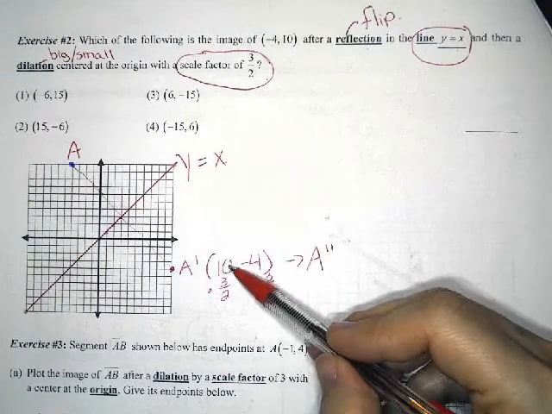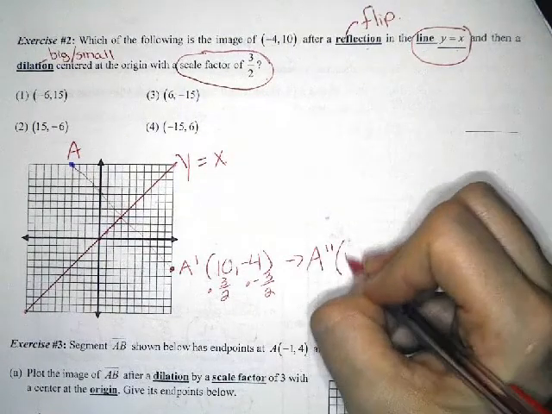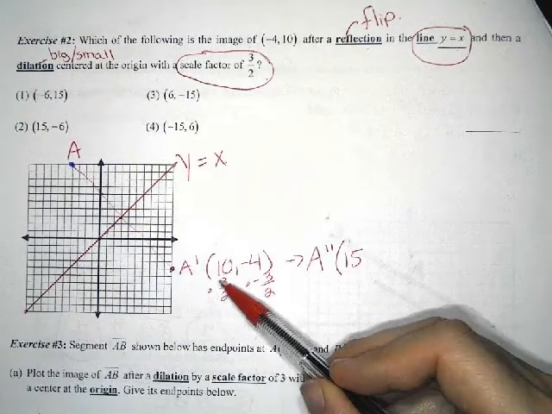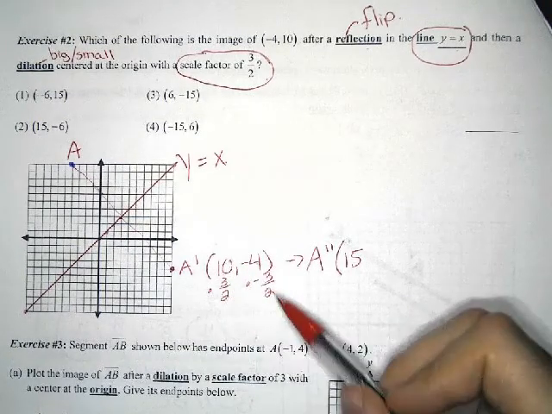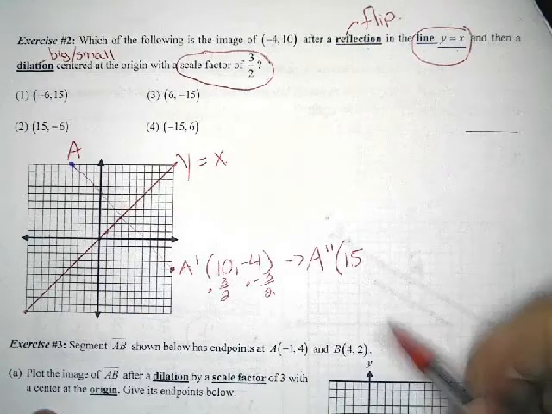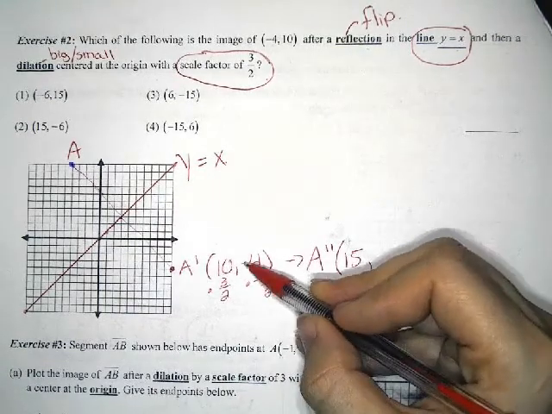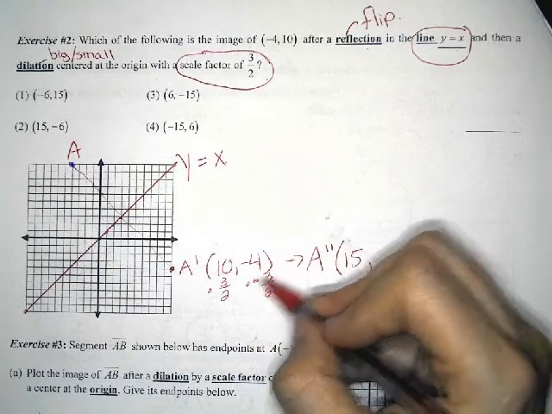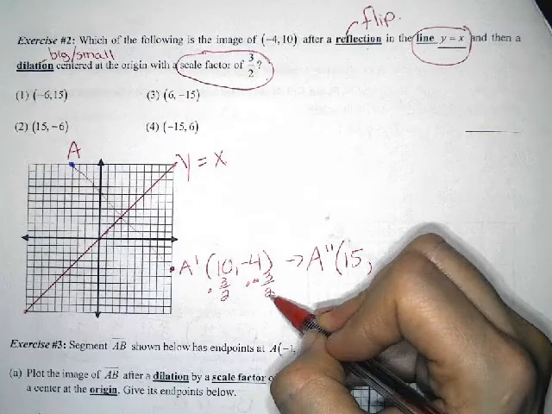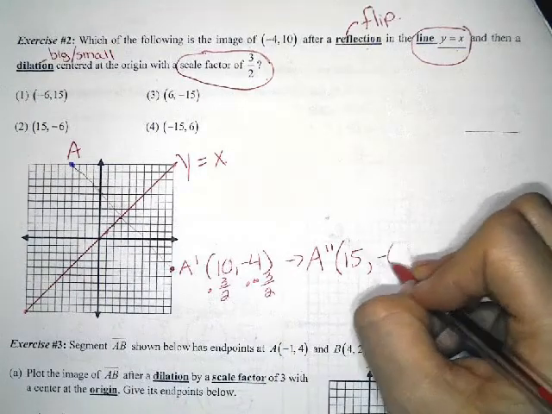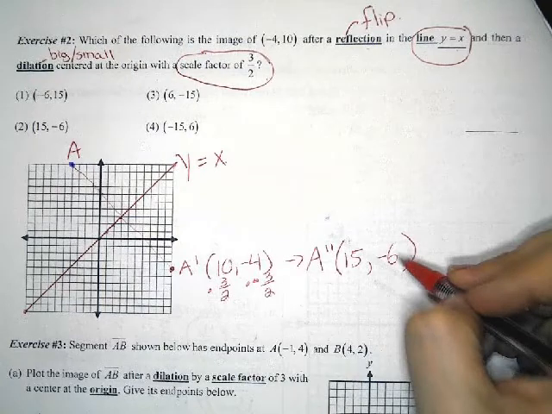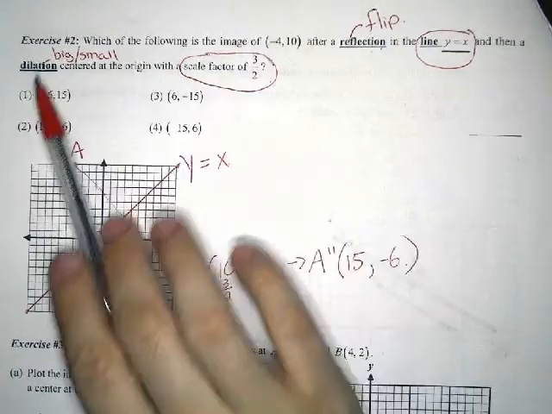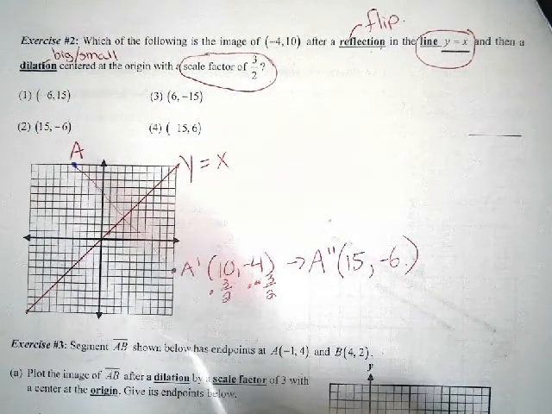Right? So 10 times 3/2 is 15. And you could type it into your calculator pretty much as 10 times 3 divided by 2. Hit enter, it gives you 15. You can do the same thing here. -4 times 3 divided by 2 is going to give you -6. So these are the correct coordinates of a reflection and then the dilation by 3/2, which is choice 2.